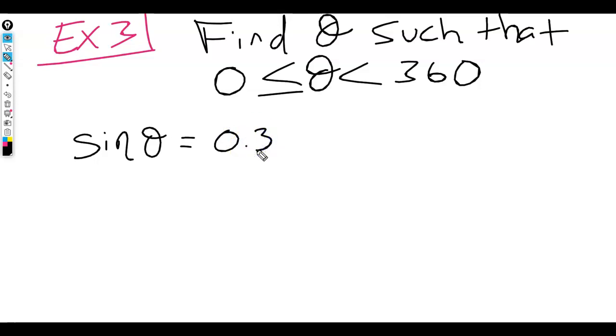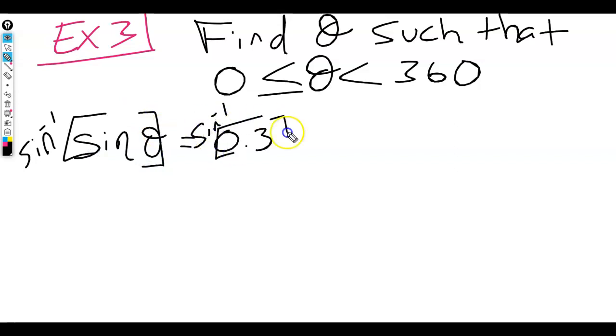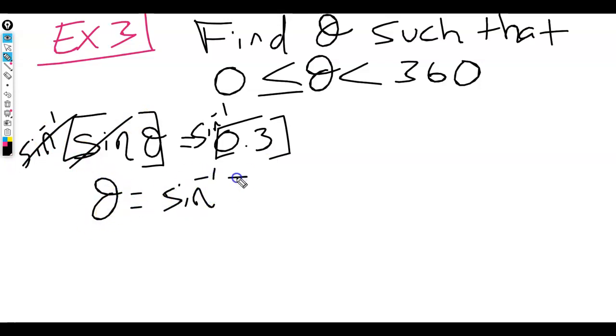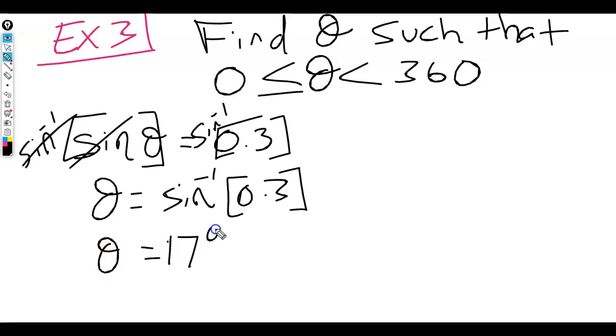Okay. Well, the first step is not going to be that mind-blowing. It's going to be a lot like the last one that we did. You're just going to do arc sine on both sides. Arc sine this side, arc sine the other side as well. These cancel, and so we have theta equals arc sine of 0.3. And once again, you're going to get your calculator out, and you're going to find the arc sine of 0.3. I'm getting 17 degrees.